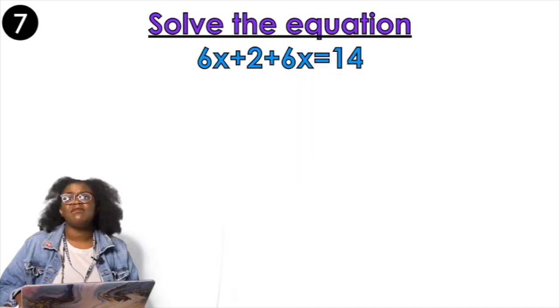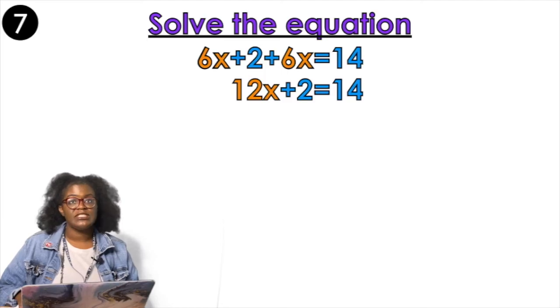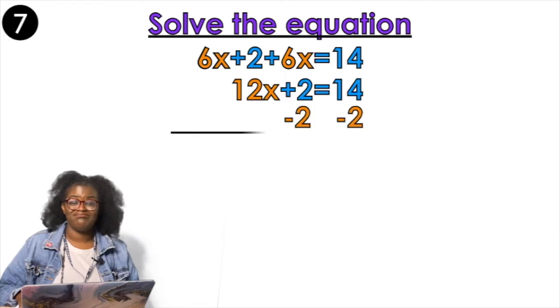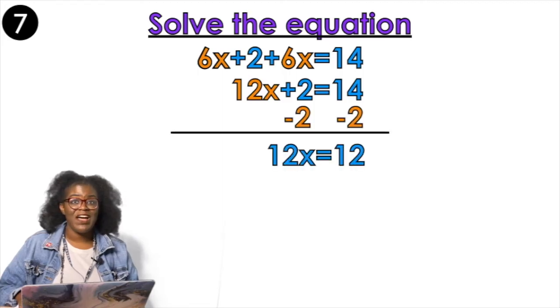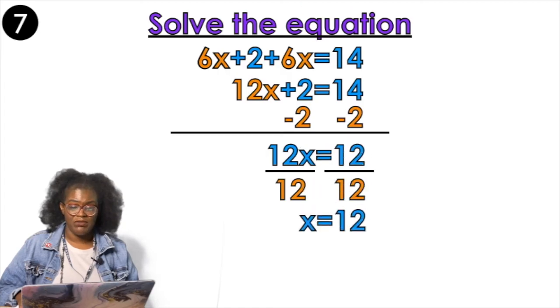But what if I just have multiple terms, right? So we want to combine like terms before we move on. So we're going to do the 6 plus the 6, and that's going to give me 12x plus 2 equals 14. And then we're back to a regular two-step equation. We love these because we move the constant. Divide by the coefficient. X equals 12. Ta-da!